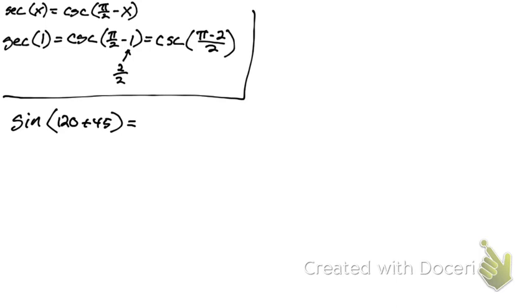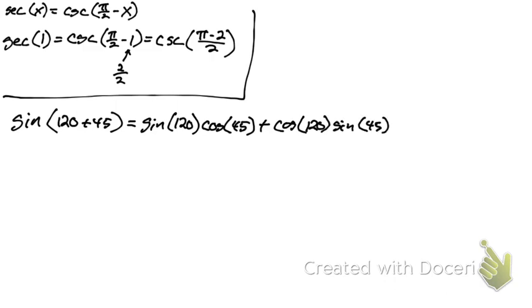That's how the sum of an angle works for sine. So we're going to have sine of our alpha, which is 120, times cosine of our beta, which is 45, and plus, with sine, the plus carries over. Cosine, it changes. But then we'll have cosine of our 120 times sine of 45. Well, the sine of 120 is going to be square root of 3 over 2.